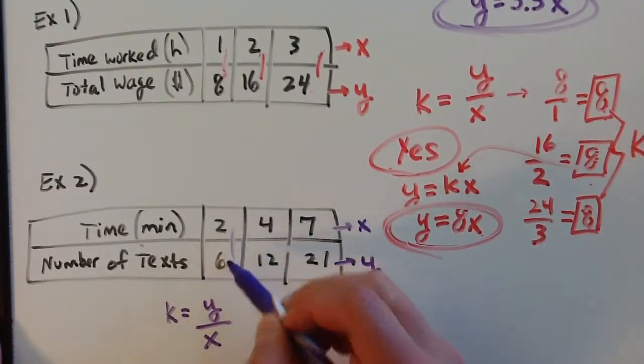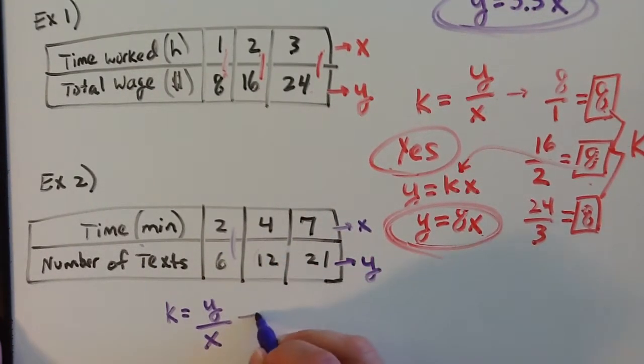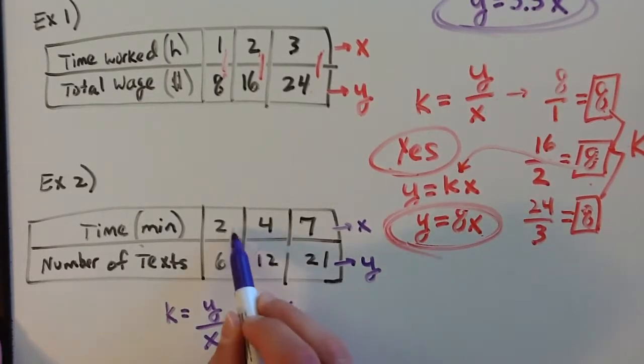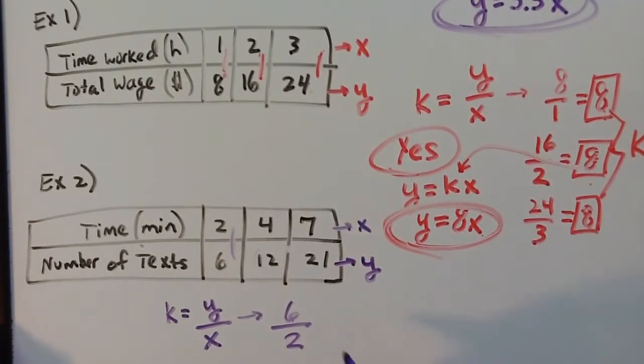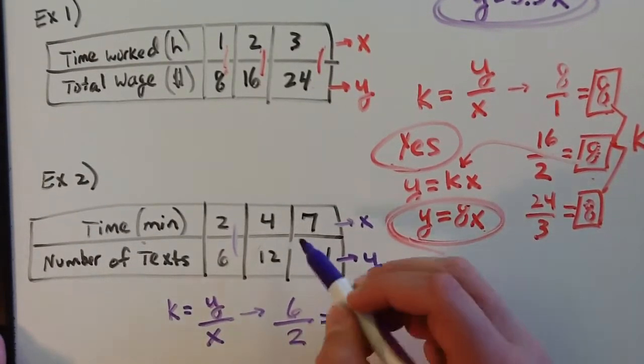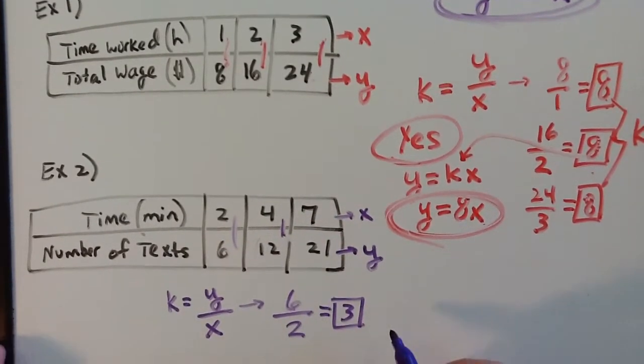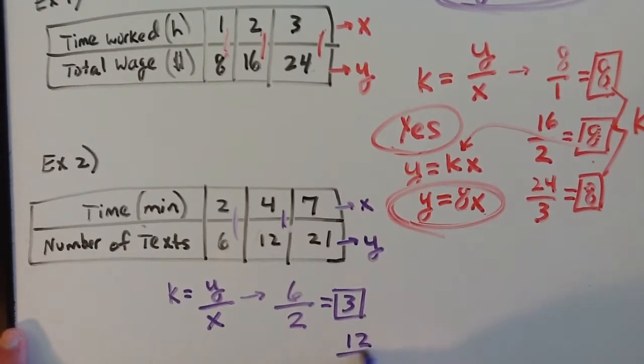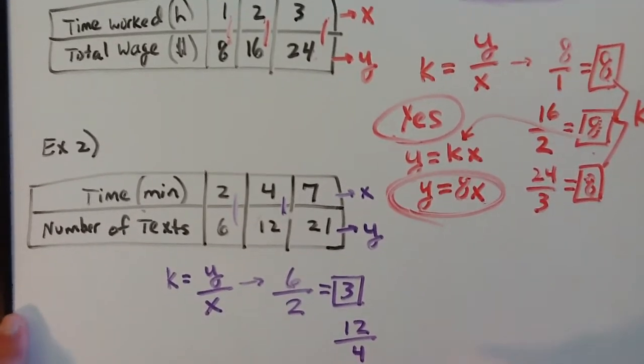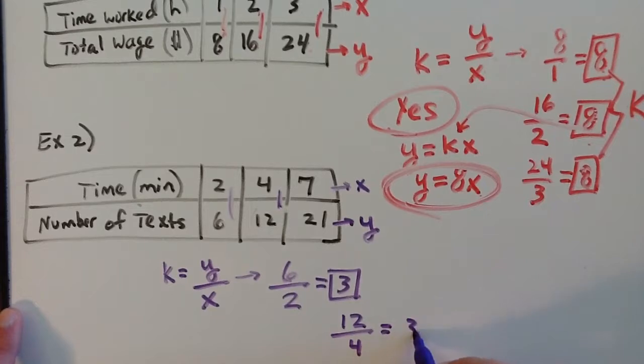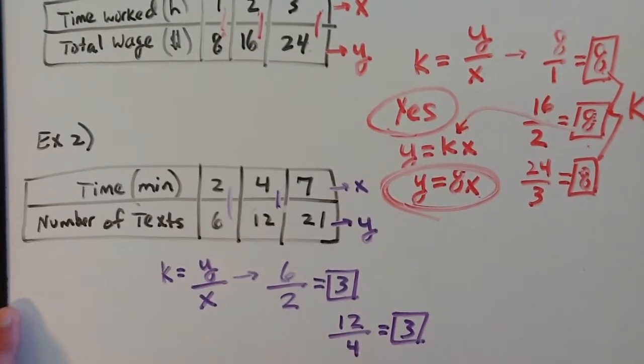So first, let's look at the first column. Take the y value 6 over the x value 2. What is 6 divided by 2? That is 3. Let's check the second column. The y value 12 over the x value 4. What is 12 over 4? That is also 3.